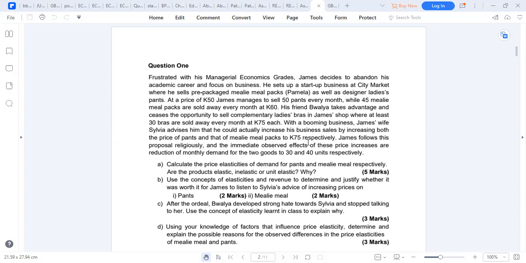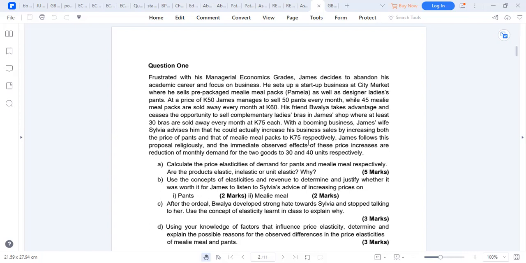At a price of 50 kwacha, James manages to sell 50 pants every month, while 45 mini meal packs are sold every month at 60 kwacha. His friend Walia takes advantage of this and seizes the opportunity to sell complementary ladies' bras in James's shop, where at least 30 bras are sold every month at 75 kwacha each.